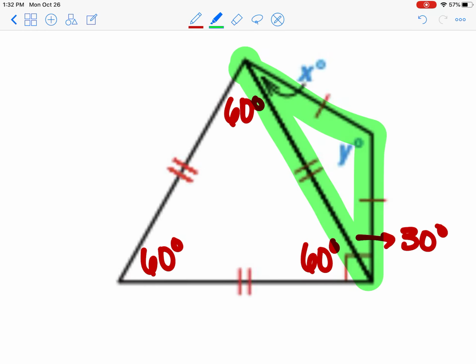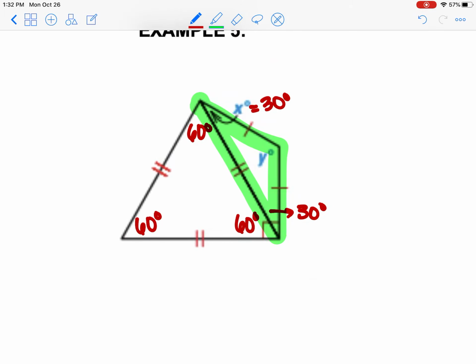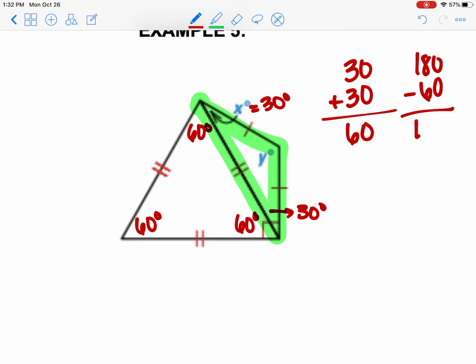Now, when I look at this other triangle here in green, we notice that we have an isosceles triangle. Two sides are the same. So if two sides are the same, the base angles are the same, which means X would equal 30 degrees also. And then if I use my triangle sum theorem, I could add my two base angles, subtract from 180, and that gives me 120 for my value of Y.